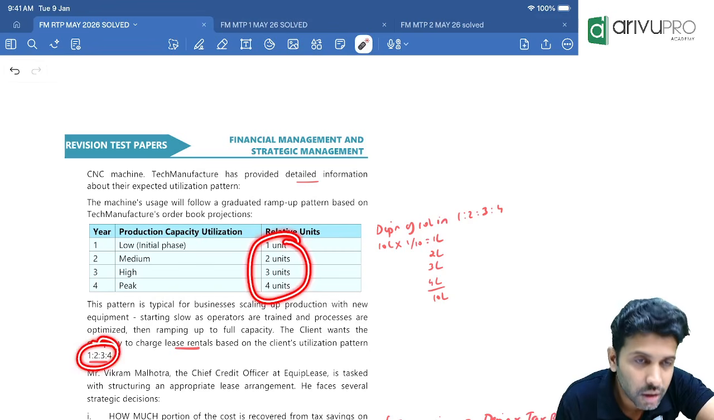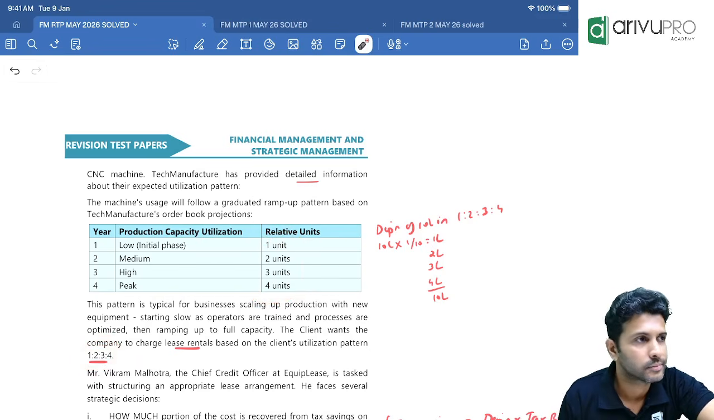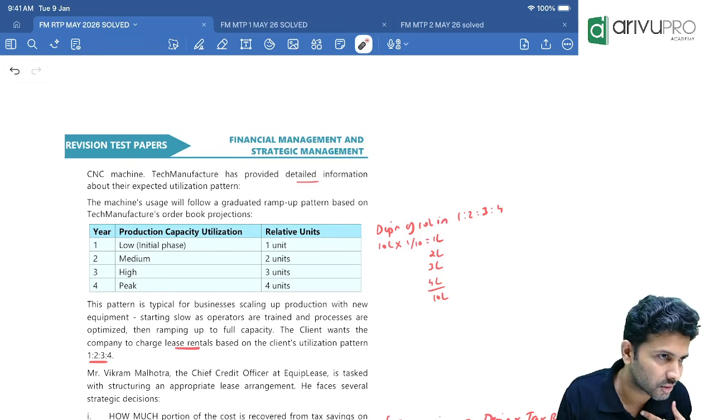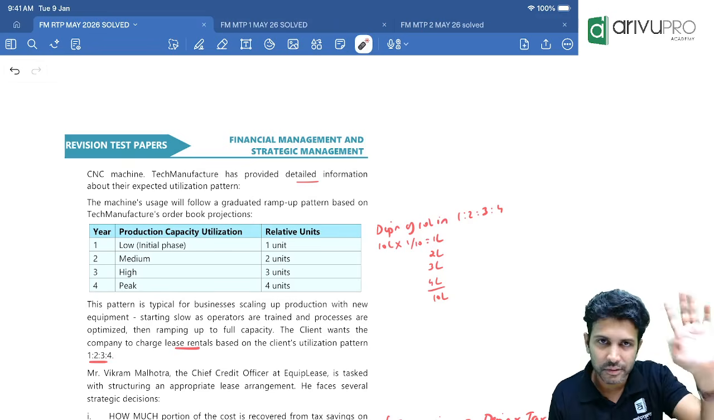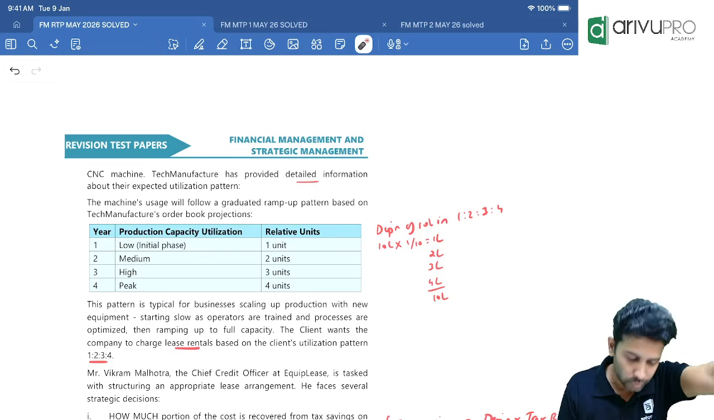Production pattern is what? 1, 2, 3, 4. That's what the client is requesting us. Don't charge the same rent every year. Charge based on the usage pattern, which is 1 is to 2 is to 3 is to 4.